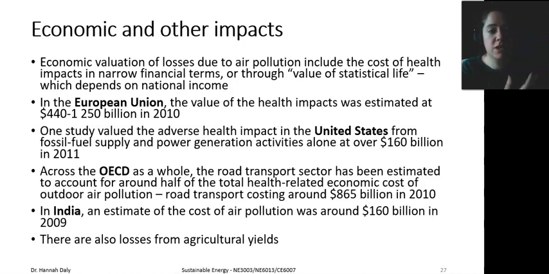There are also economic effects. There's economic valuation of losses, for example, through the cost of health impacts. So you can have a narrow economic assessment of the value of a statistical life. This is why I think economics is known as the dismal science. And this depends on national income, which can be seen as a very unequal statistical measure of the value of a life lost. Personally, I think that a child dying in Ireland has the same value of their life as a child dying in Africa. So you should take these statistical valuations with a pinch of salt.